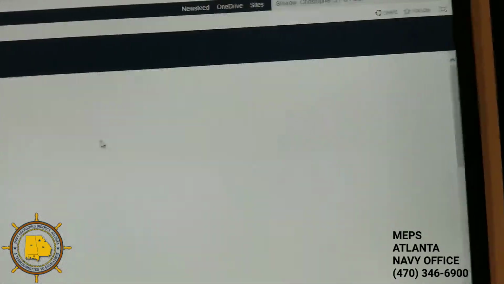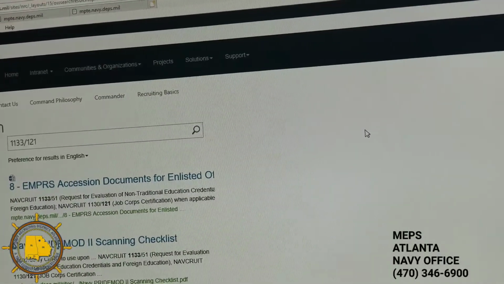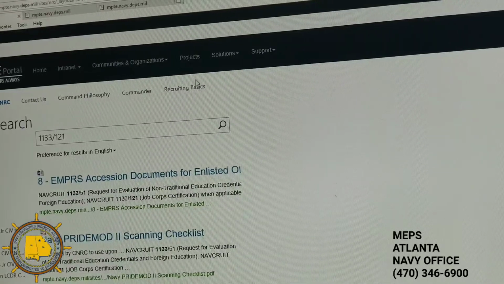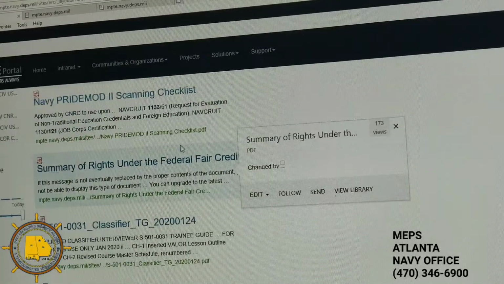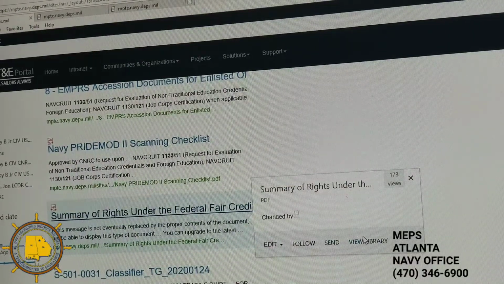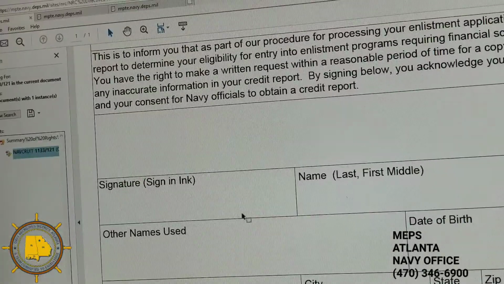All right, so search document form 1133/121. That's going to be the Fair Credit form. That's going to give you a list of forms in that link. You're going to come down to the third one that says Summary of Rights under Federal Fair Credit. Click on it. It's going to automatically populate that document.